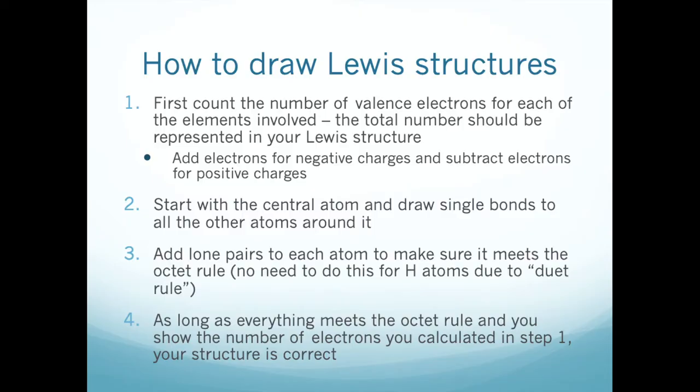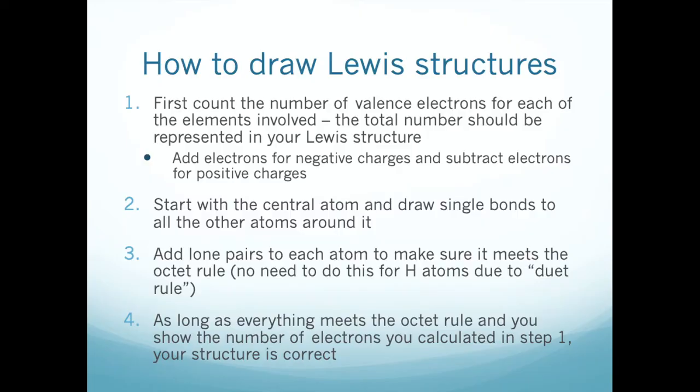You want every atom to meet the octet rule, with of course the exception of hydrogen, which follows a duet rule. It only needs 2 electrons, but all the other atoms have to have 8 electrons when you're done drawing your structure. Now there'll be a few exceptions to this down the line. We'll talk about exceptions in a little bit, but for the most part, most atoms need 8 electrons around them when you are done drawing your Lewis structure.